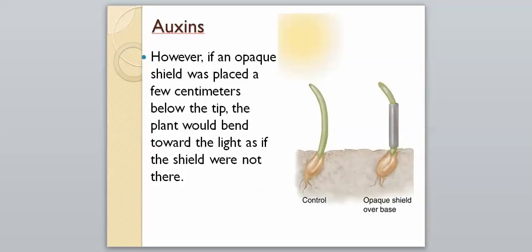However, if an opaque shield was placed a few centimeters below the tip, the plant would bend towards the light as if the shield were not there. We can look here, both of them are bending toward the light. This showed us that the tip of the plant was the control on whether or not plants would grow towards light.